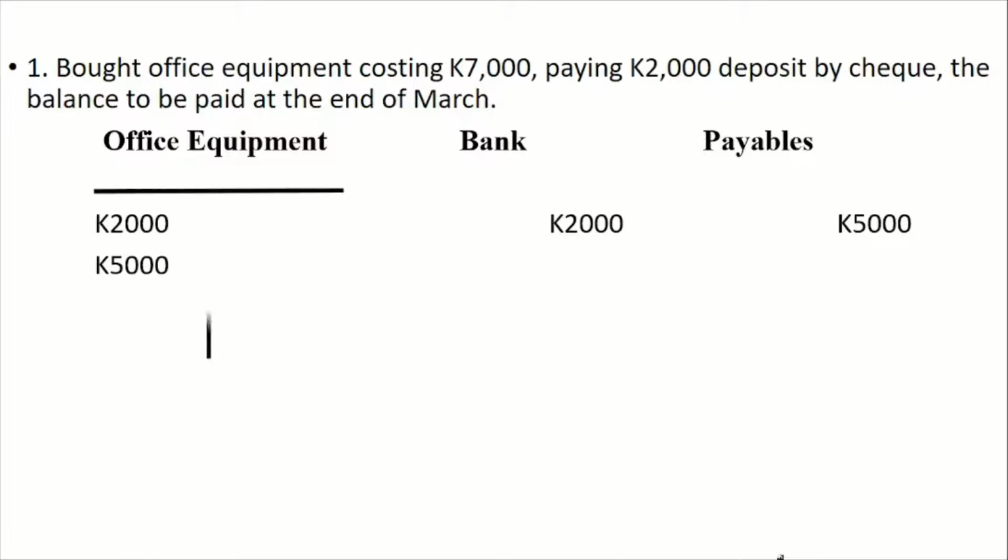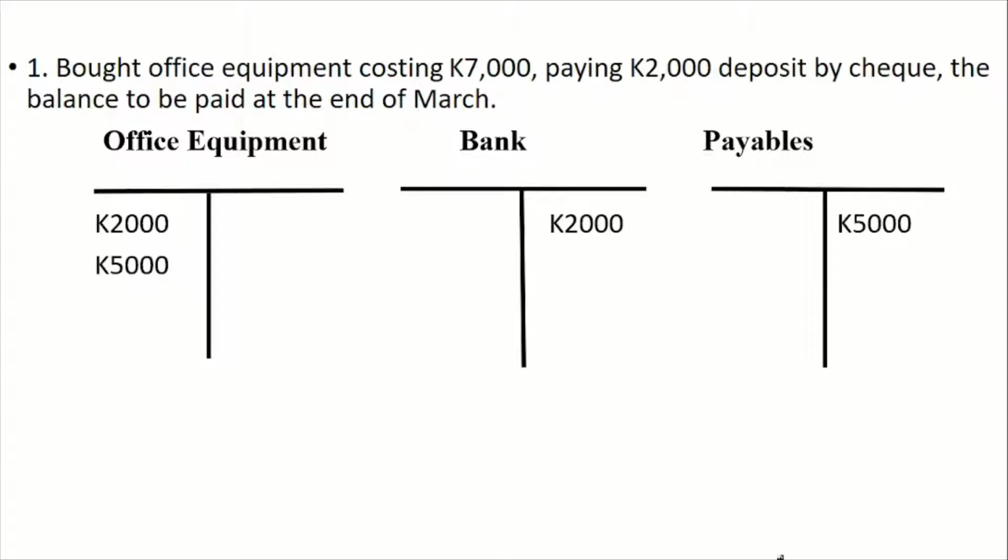And these accounts are recorded in this way. The office equipment account. This is an asset account. Office equipment is an asset. So since he bought office equipment costing 7,000 but only paid 2,000 by check, we are going to debit the office equipment account with 2,000 because an asset increased. The office equipment account increased.